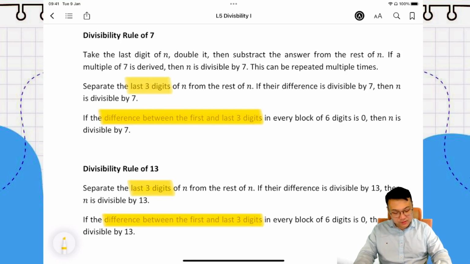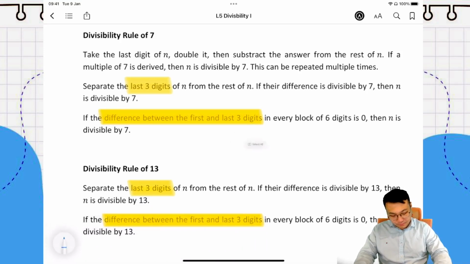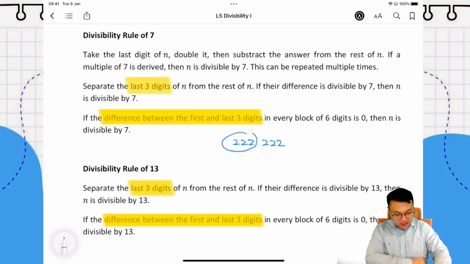These two rules are the same for 7 and 13. What does it mean? Let's consider this number here. You take the first 3 digits and the last 3 digits and you find the difference between them. If the difference between them is divisible by 7 or divisible by 13, then the entire number is divisible by 13 or 7.